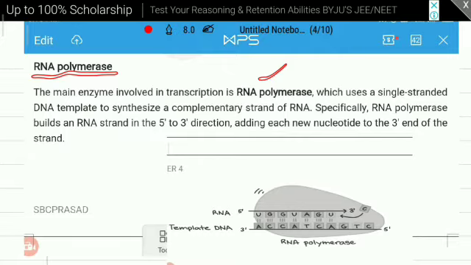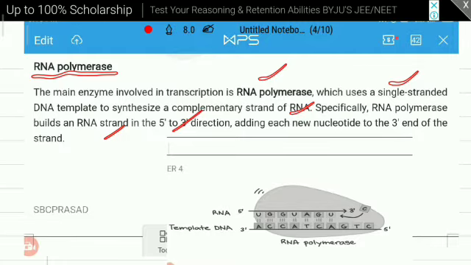This enzyme uses a single stranded DNA template to synthesize RNA. That is what we have seen there, and we will see it in a stepwise manner later. So specifically, this RNA polymerase builds the RNA strand in 5' to 3' direction.